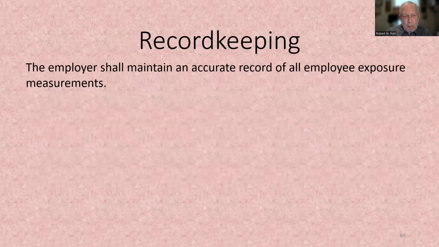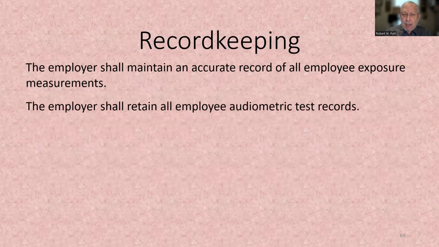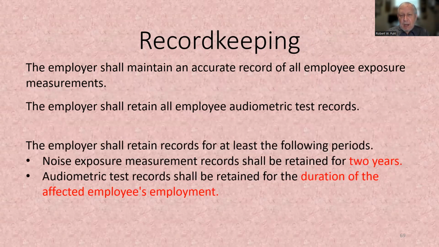The employer shall maintain an accurate record of all employee exposure measurements. The employer shall retain all employee audiometric test records. The employer shall retain test records for at least the following periods. Noise exposure measurement records shall be retained for 2 years. So that's your measurements with your dosimeter or your meter. You got to retain it for 2 years. Audiometric test records shall be retained for the duration of the affected employee's employment. So for as long as they're an employee.